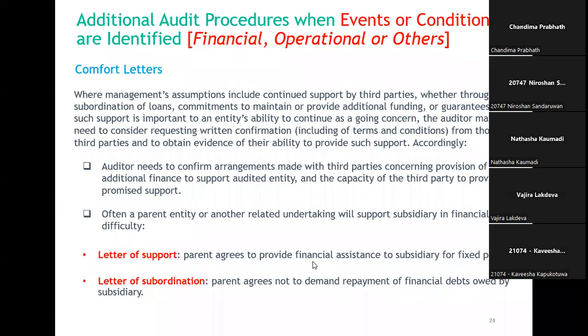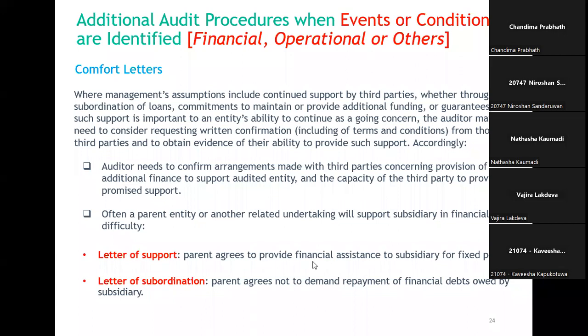Right? So letter of support. Then letter of subordination means the parent agrees not to demand the repayment of financial debt. Let's say if there is a significant amount payable to the parent company, it will not demand it. If you take that out, you are in a better position, in terms of net current asset position.